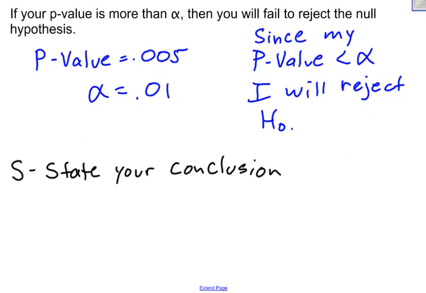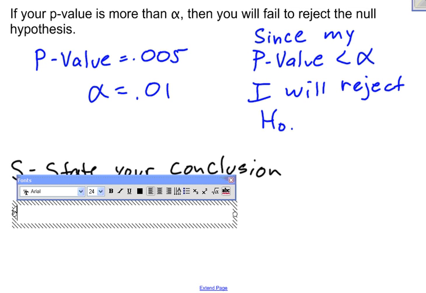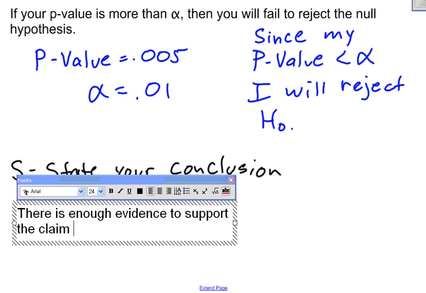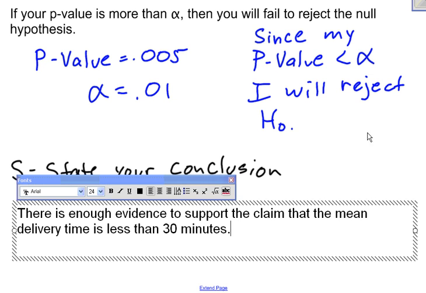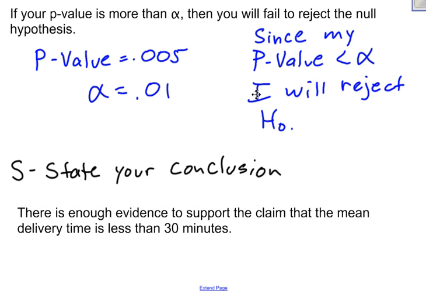So let me type that down here. State your conclusion. There is enough evidence to support the claim that the mean delivery time is less than 30 minutes. Now notice that I said the mean delivery time. I don't want to just say there's enough evidence to support that the delivery time is less than 30 minutes. This is a test of a mean. So that needs to be a part of your conclusion.